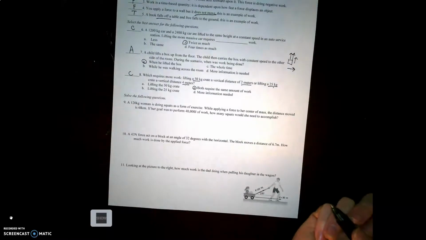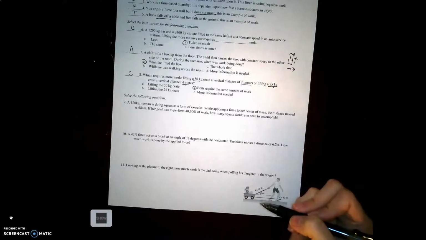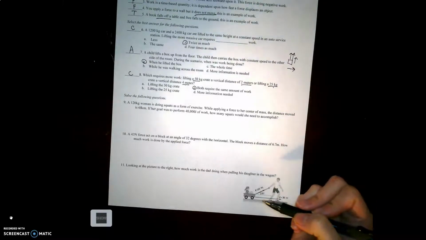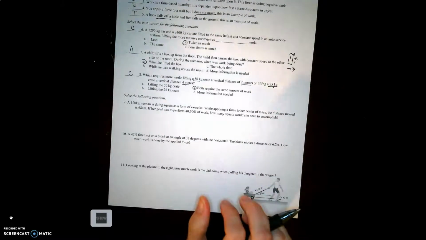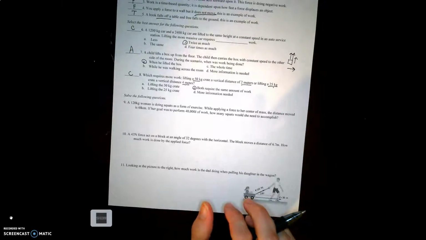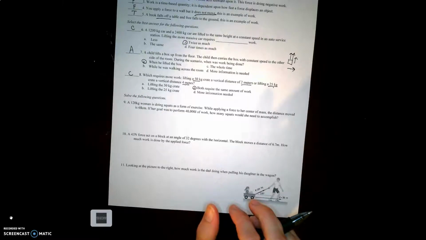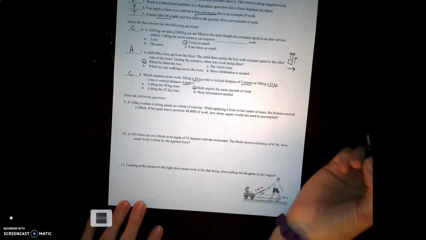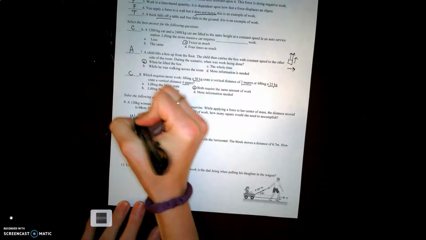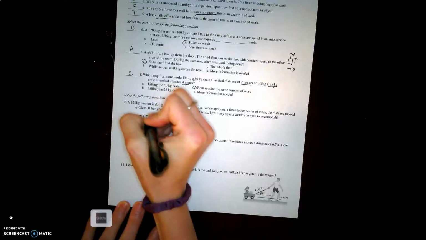And then finally, we're going to be looking at the math problems. A 120 kilogram woman is doing squats as a form of exercise. While applying a force to the center of her mass, she travels 68 centimeters. If her goal was to perform 40,000 joules of work, how many squats would she need to accomplish? So first we need to find work. Work again is force times distance.